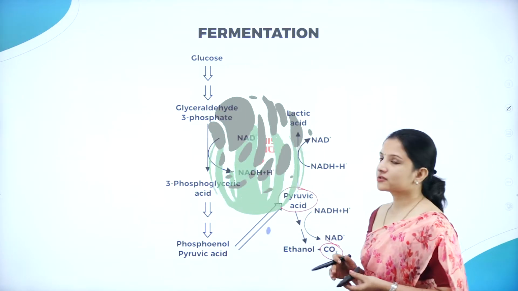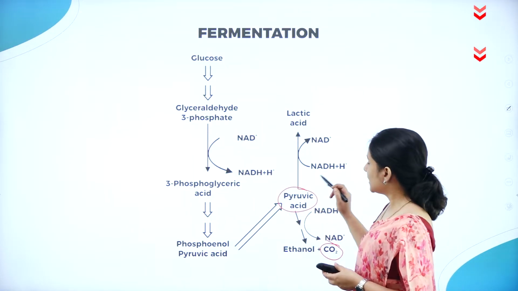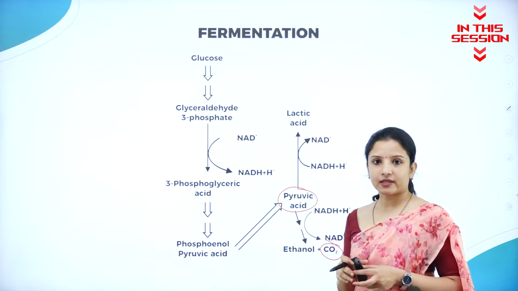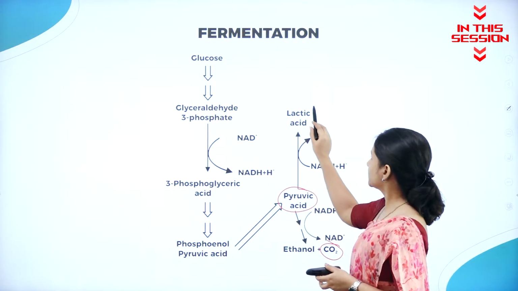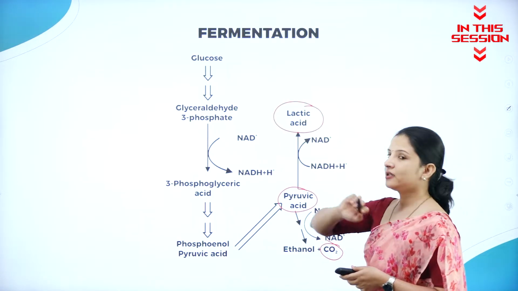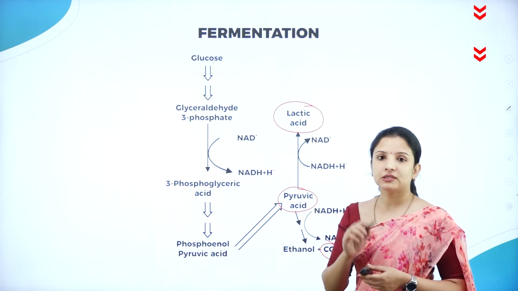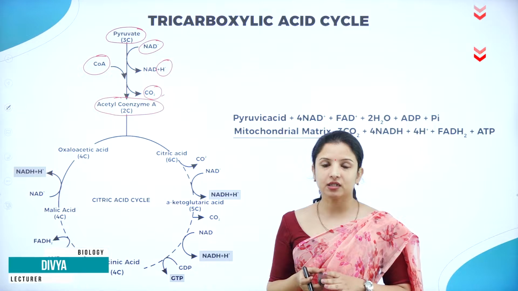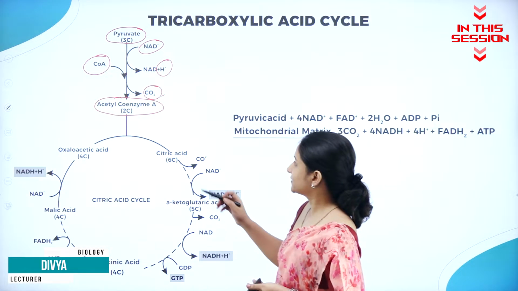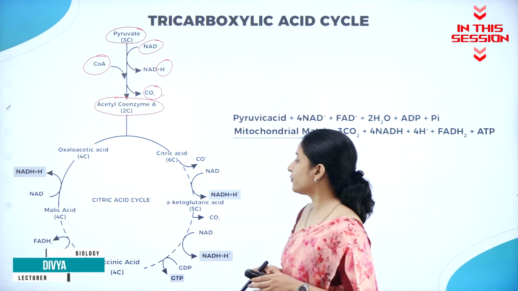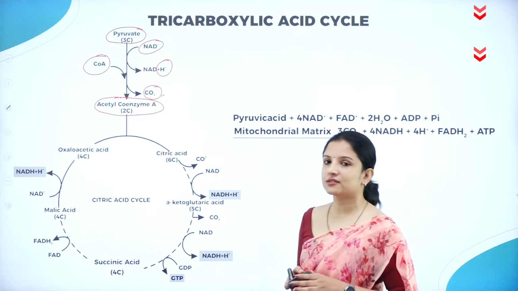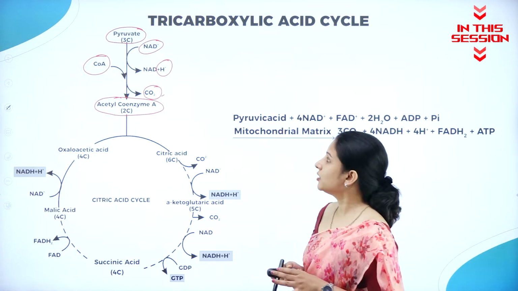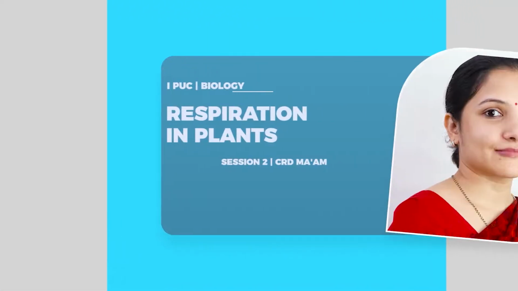Pyruvic acid, which is the end product of glycolysis, gets converted into lactic acid, and I told you it is because of this lactic acid that we experience muscle cramp. Why is it called the tricarboxylic acid cycle? It is a tricarboxylic acid cycle because the first compound that is formed in this particular cycle is a 3-carbon compound, right?